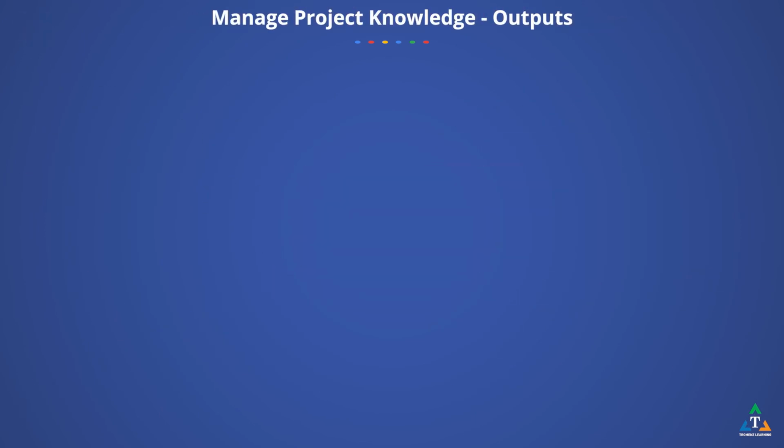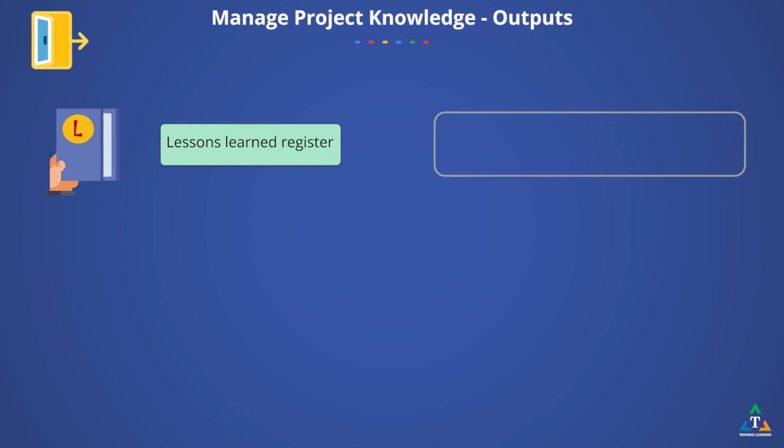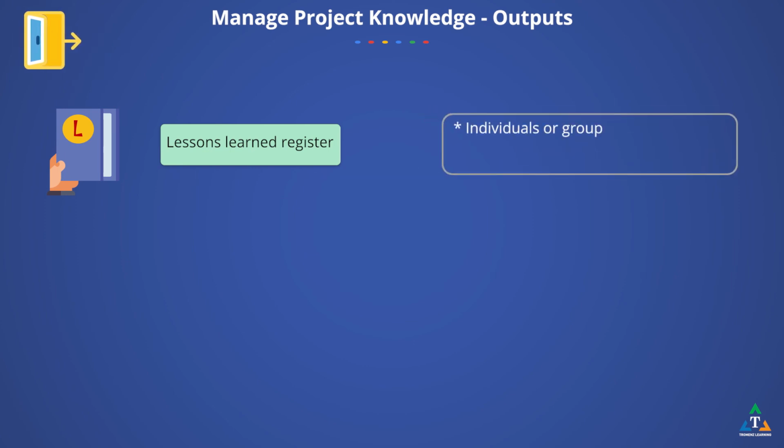Now let's discuss the outputs from this process. The Lessons Learned Register is created as an output of this process early in the project. Therefore, it is used as an input and updated as an output in many processes throughout the project. The persons or teams involved in the work are also involved in capturing the lessons learned. Knowledge can be documented using videos, pictures, audios, or other suitable means to ensure the efficiency of the lessons captured.